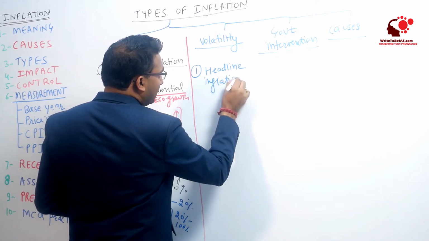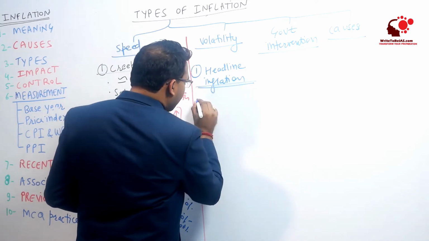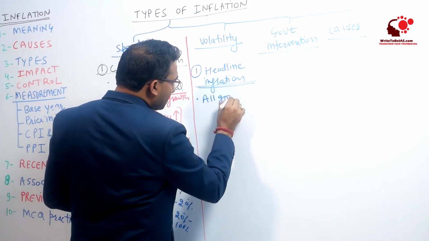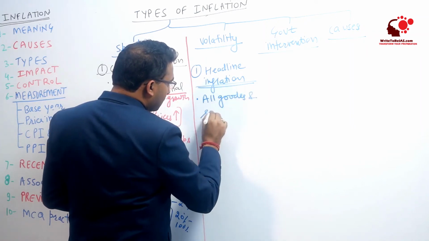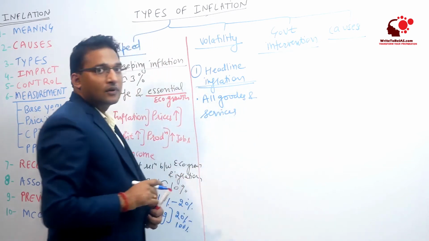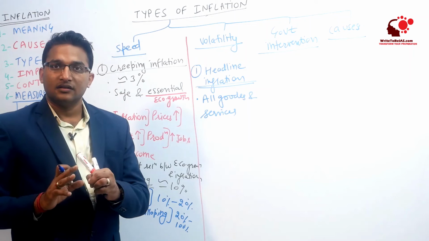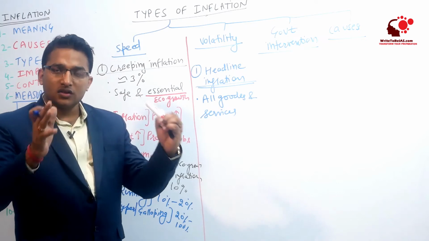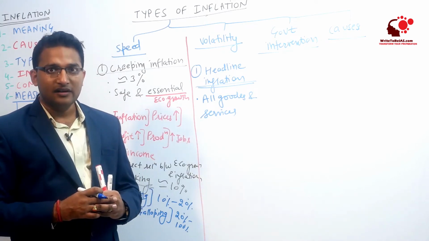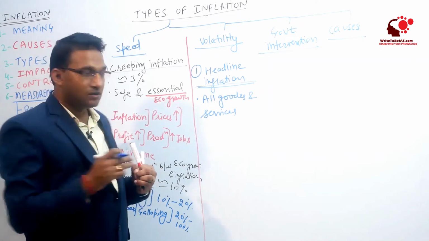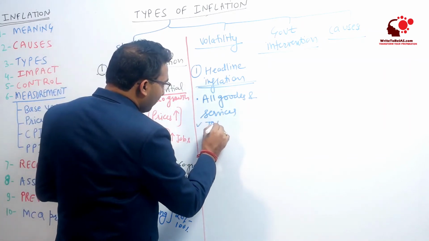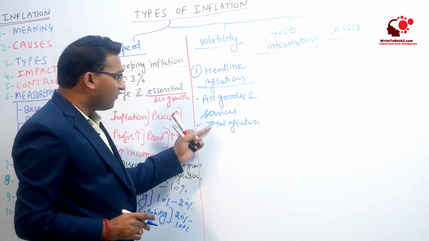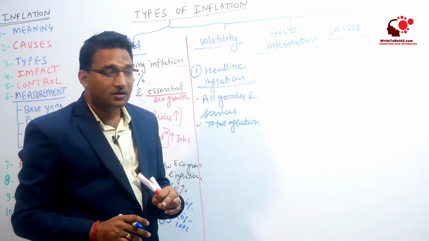So headline inflation is the inflation which considers all goods and services in the country. So it measures the rate of change in the price of goods across the goods and services, right? It does not exclude any. It is also called the total inflation, right? And why is this called total inflation? Because it includes all the goods and services.